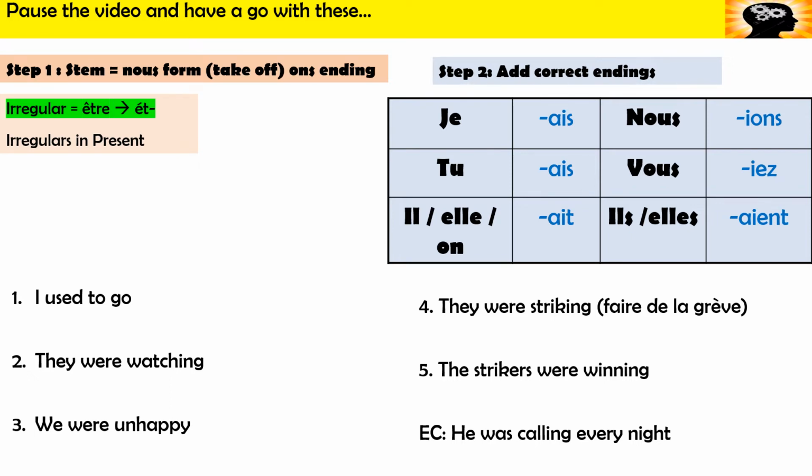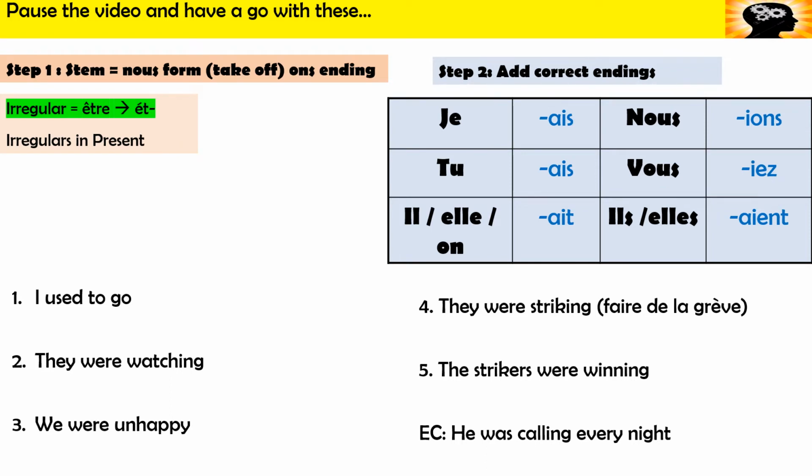Okay, so let's put everything we've done together. There are 5 key questions here and an extra challenge. That extra challenge is really nasty. I'm going to do the first one with you, then pause me and see if you can do the rest. So: I used to go. Step 1, take the nous form. So it's the verb aller, nous allons.